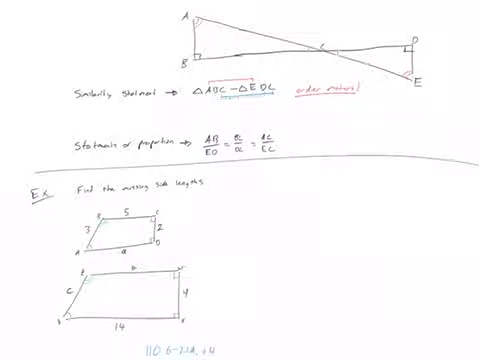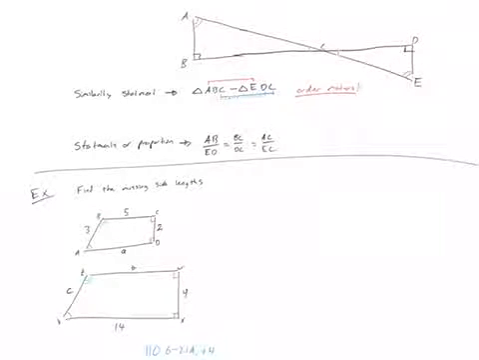Now there's other ways to do that as well. You could say like this side over this side would be the same as this side over this side. That'd be a similarity statement, or a statement of proportion as well. So there's lots of different ways you could do that, but just make sure you're following the same pattern for each of those and you'll be good.